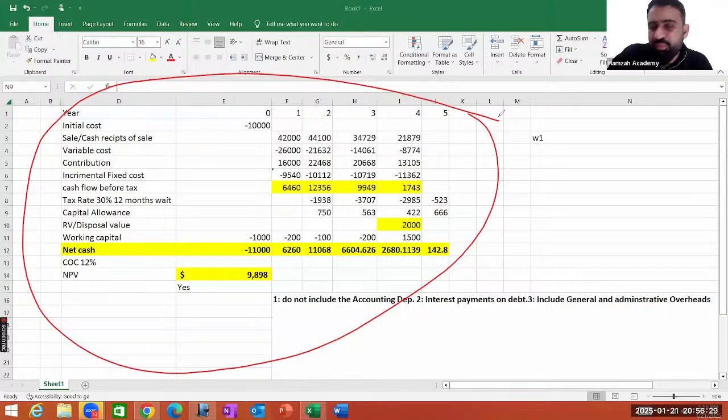But this disadvantage goes with all the techniques. Accounting rate of return is also a forecast. Payback period is also a forecast. Discounted payback period is also a forecast. Similarly, the NPV is also a forecast. That is the main disadvantage. Otherwise, it has more advantages as compared to other techniques. That's why the financial managers claim that NPV is the best method to appraise the project.